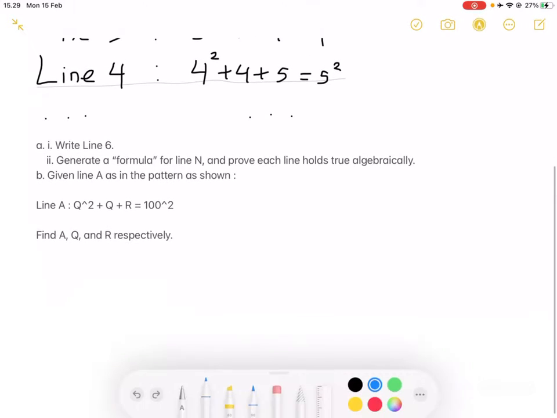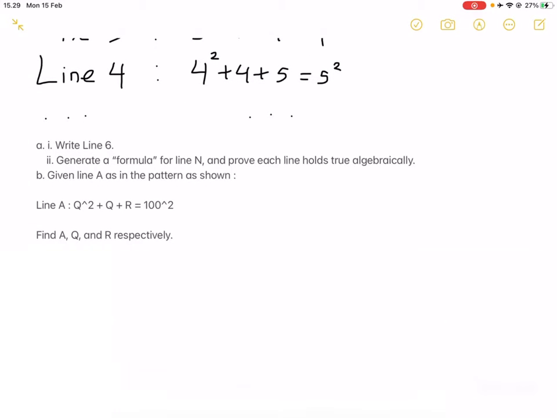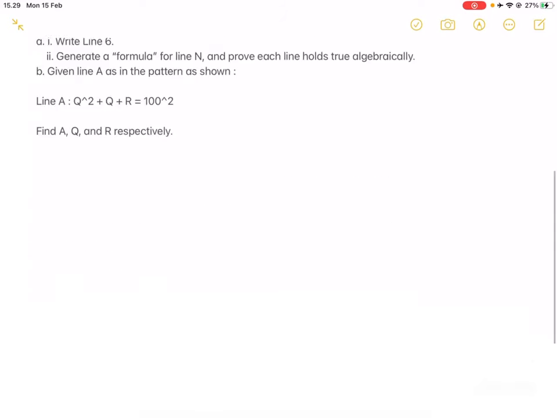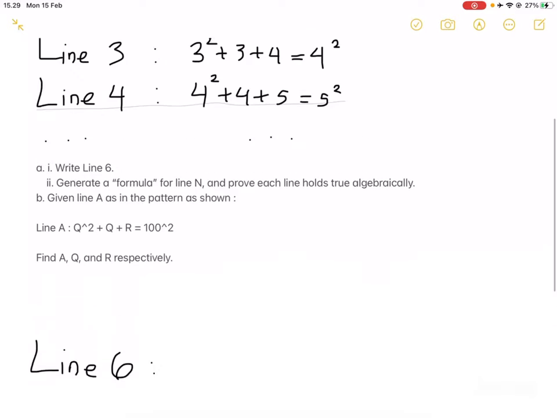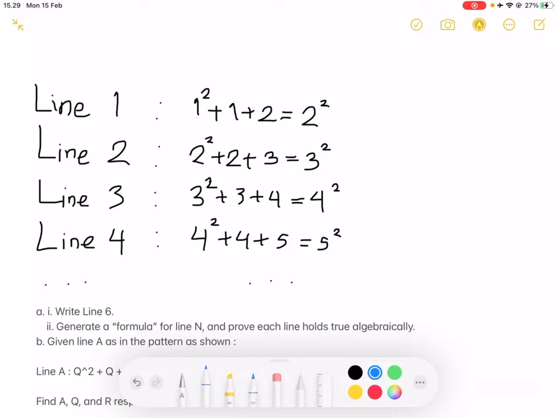With this pattern, we can rewrite line 6 as follows by noticing a pattern right here. Notice this one corresponds to this one and this one. This 2 corresponds with this 2 and this 2. This 3 corresponds to this 3 and this 3. And therefore, line 6 will correspond to 6 squared plus 6.